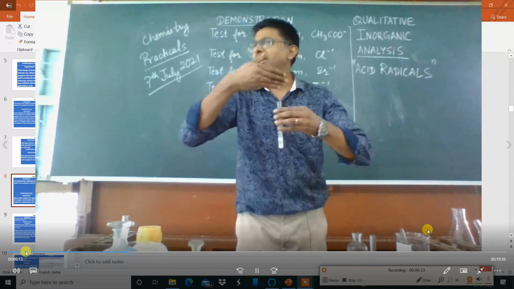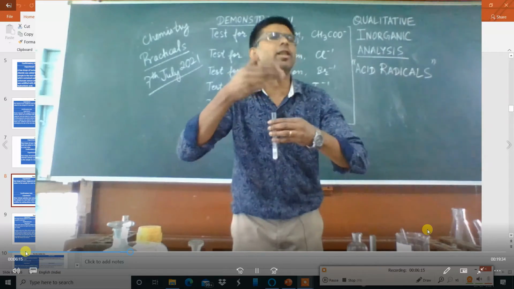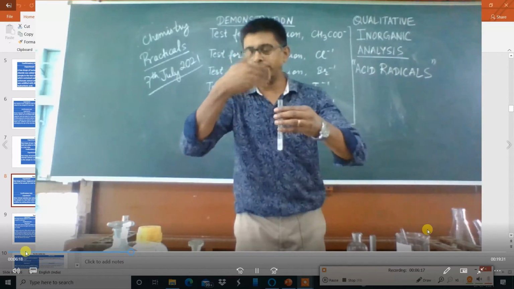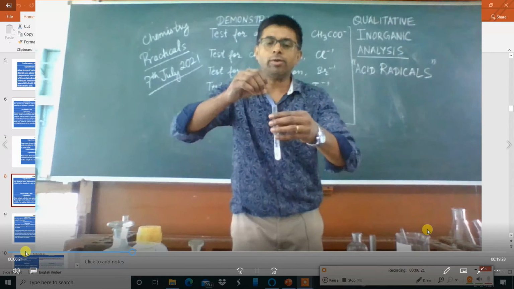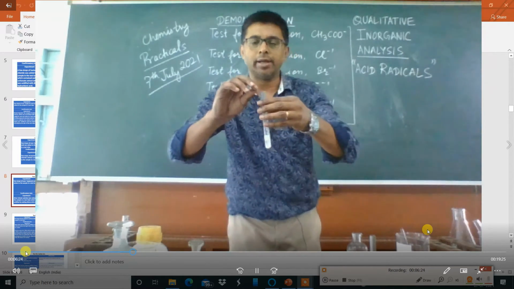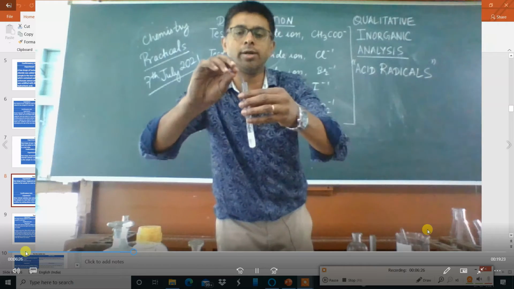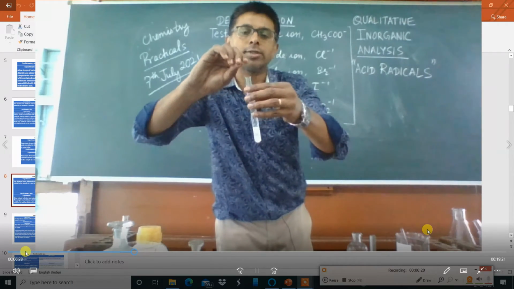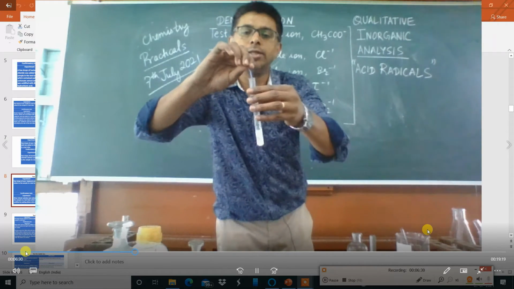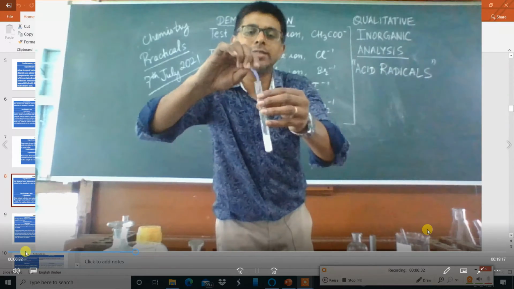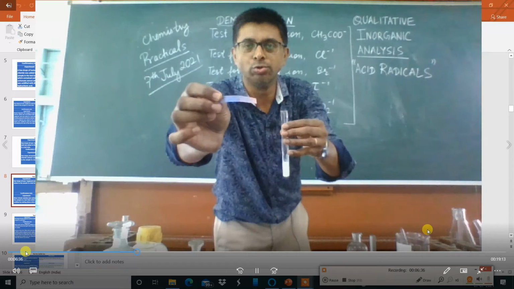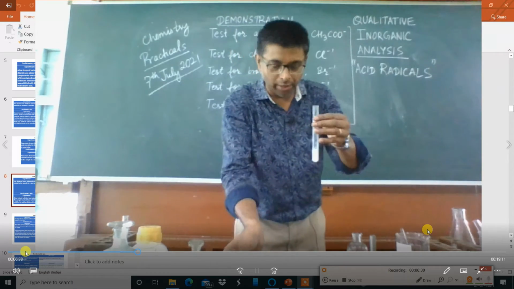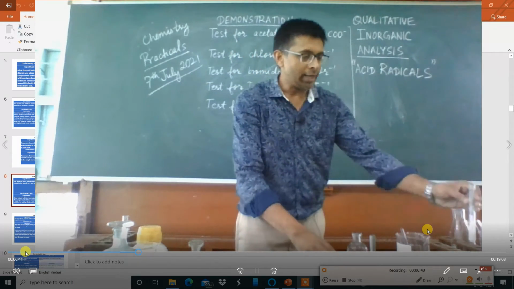Reaction is happening between the chloride and conc. sulfuric acid. If I heat this reaction mixture, the evolution will be much better, with the evolution of a pungent-smelling gas. It will turn moist blue litmus paper red. I placed the blue litmus paper at the mouth of the test tube from where the gas was coming out. So you can see it has turned red. It has changed color.